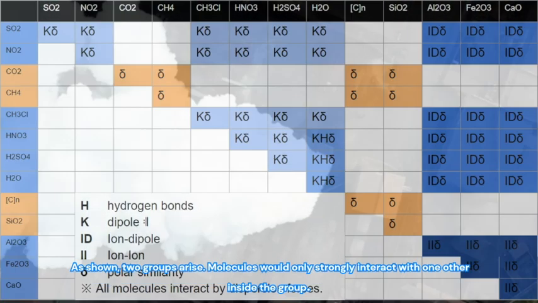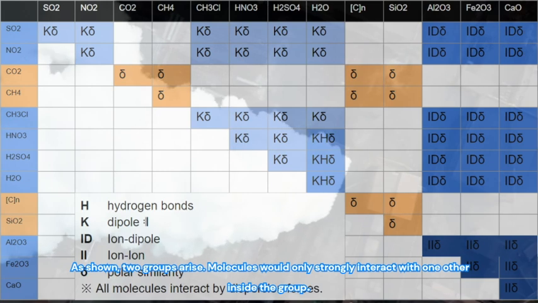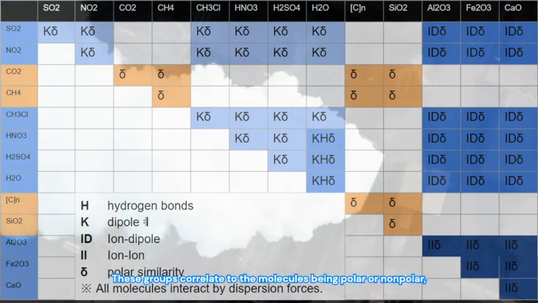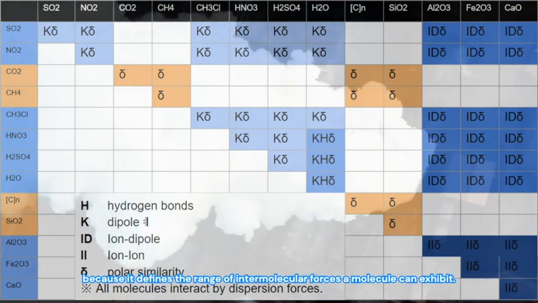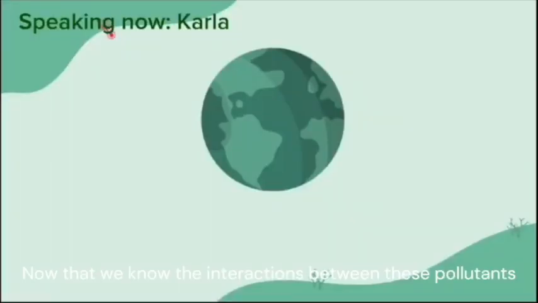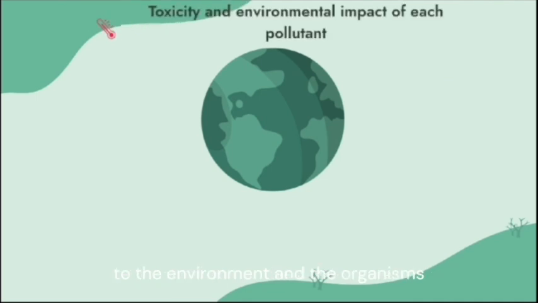As shown, two groups arise. Molecules would only strongly interact with one another inside the group. These groups correlate to the molecules being polar or nonpolar, because it defines the range of intermolecular forces a molecule can exhibit. Now that we know the interactions between these pollutants, we can talk about the damage they do to the environment and the organisms.